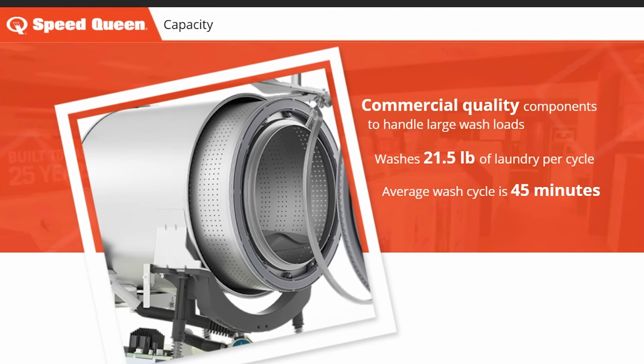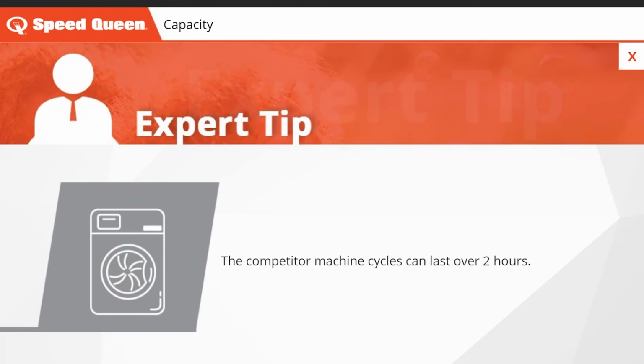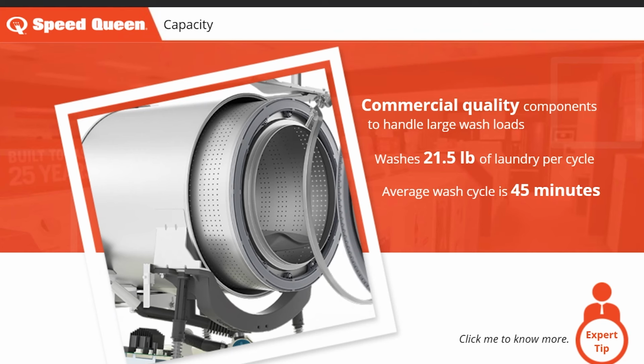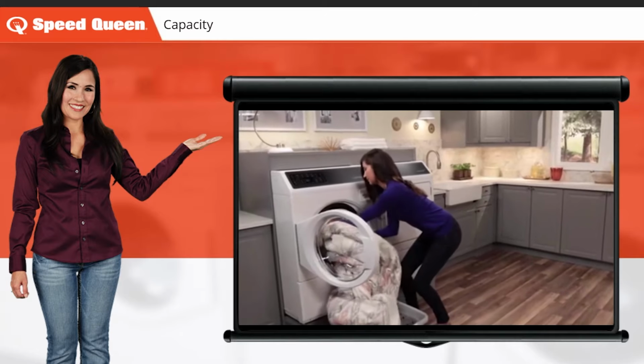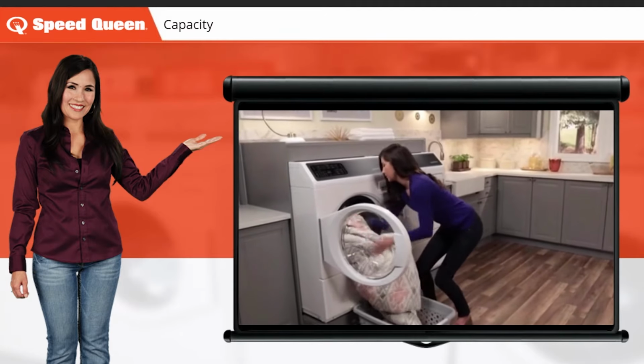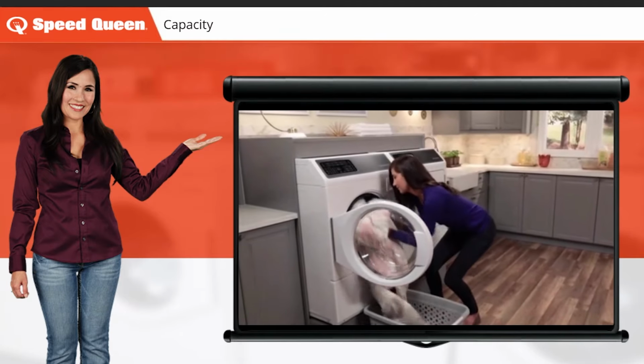The average wash cycle of a Speed Queen front-load washer is just 45 minutes, meaning the consumer can wash more laundry in less time. The competitor machine cycles can last over 2 hours. Here's a video that shows how a Speed Queen front load can wash a king-size comforter.